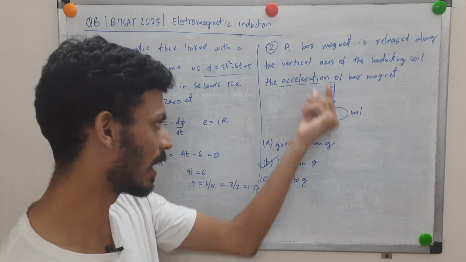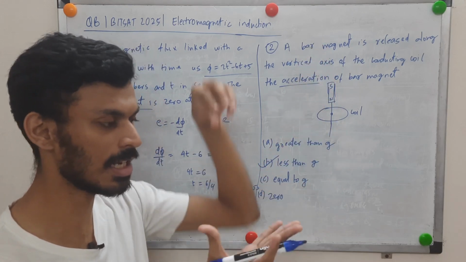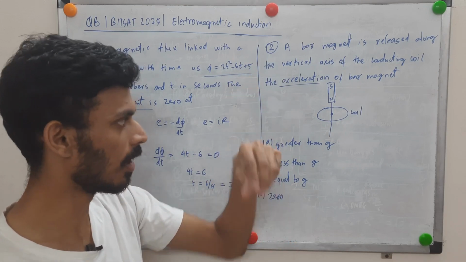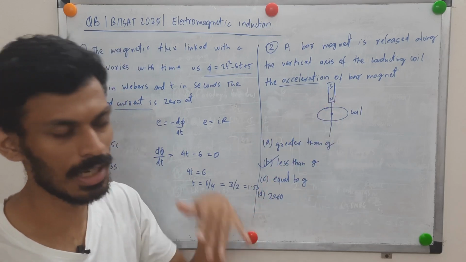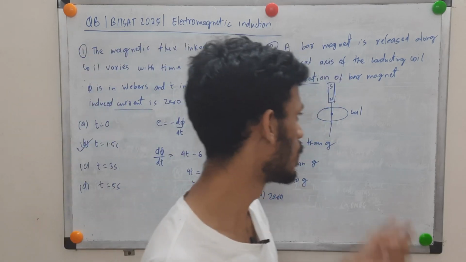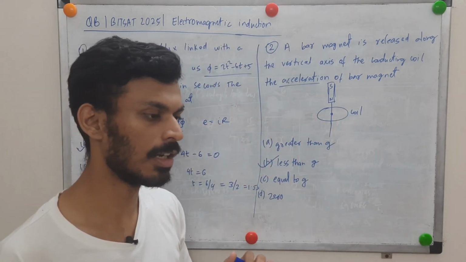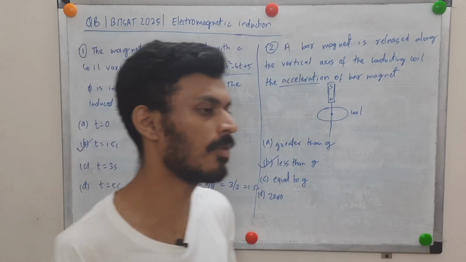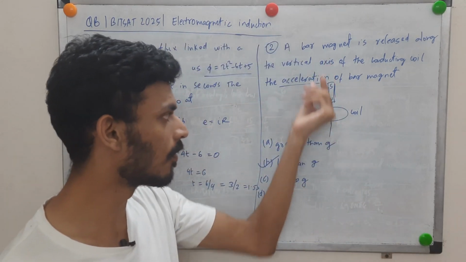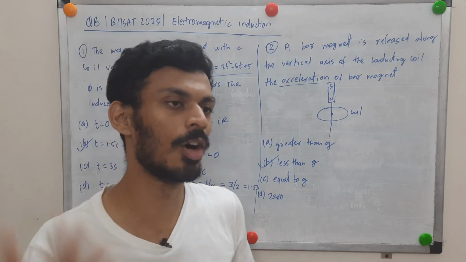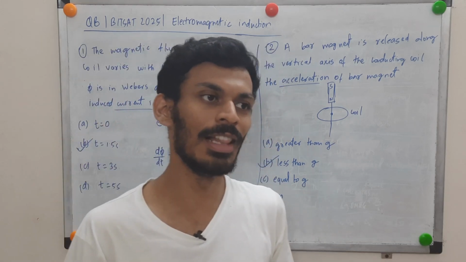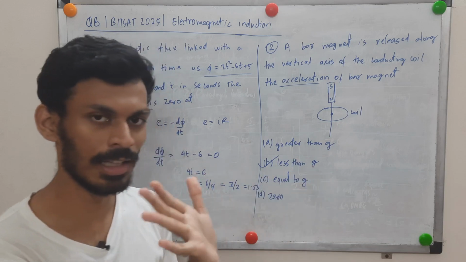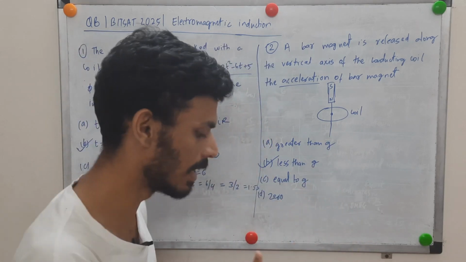Initially, when the magnet is approaching the coil, it will increase the flux, right? North side, it will increase the flux. According to Lenz's law, the induced EMF will oppose its cause. So since the flux is increasing through the coil, it will induce that EMF in a way that will oppose this change. So the coil will induce a current in the anti-clockwise direction as seen from top.